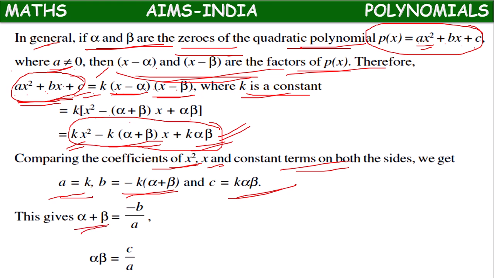Then alpha + beta = -k(alpha + beta)/k, so -b/a. Alpha beta equals c/a. Like this, we get these relations. So this is the proof for the relationship between the zeros of the polynomial and the coefficients of the terms of the polynomial.